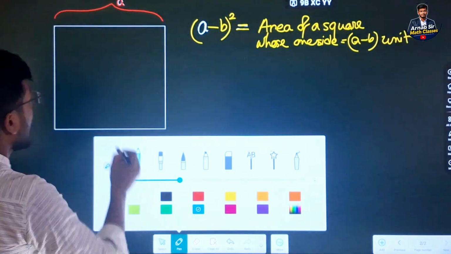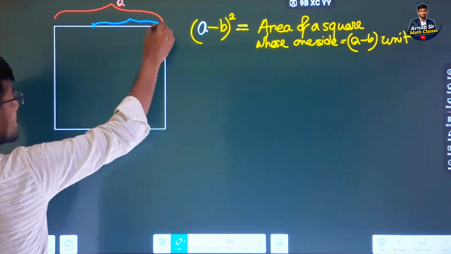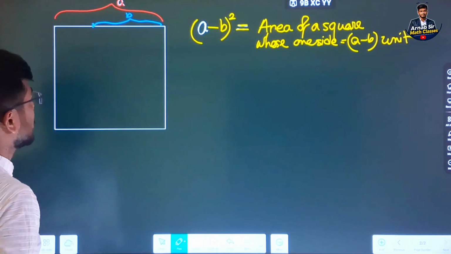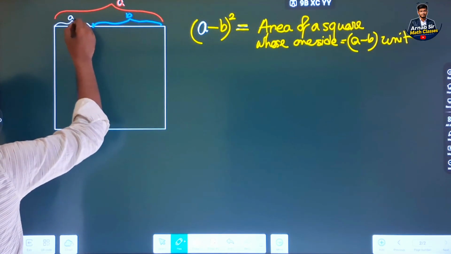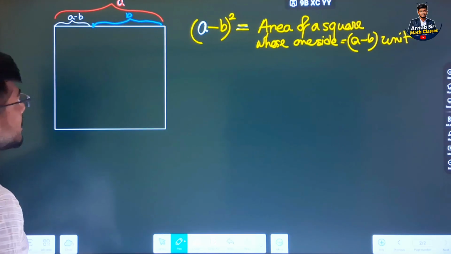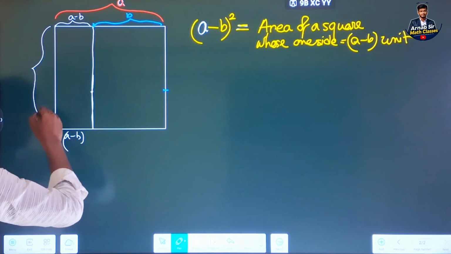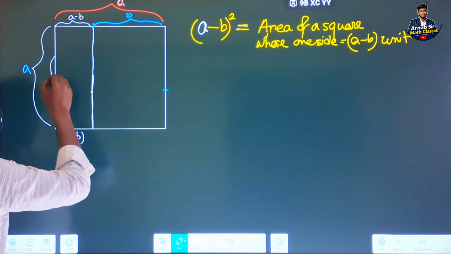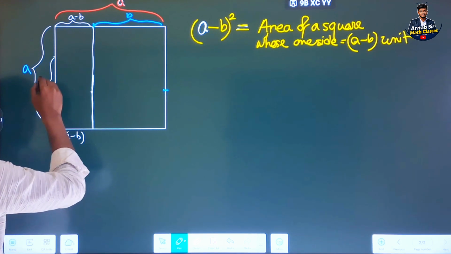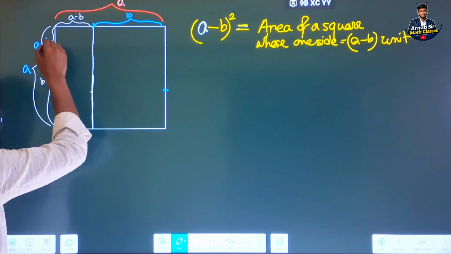And we take this length as the B length. So what is the length up to this? It is total minus B, that means A minus B. What is the total length? The total length is A, and up to this it is B. So what is the length of this portion? It is A minus B.